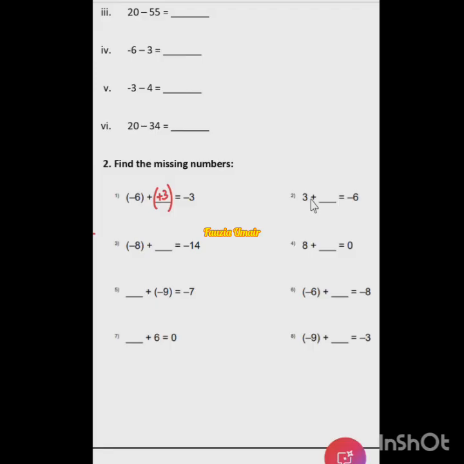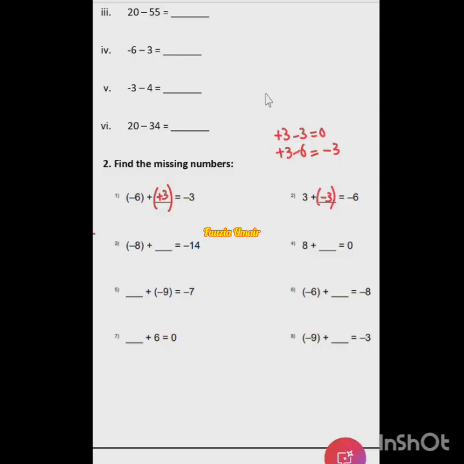Second one, 3 plus some other integer is -6. Ma'am, minus 3. -3 होगा तो ये तो 0 हो जाएगा. This is a 0 pair, like +3 -3. The answer is 0. But you need minus 6. अगर -6 करेंगे तो +3 -6. So unlike integers हैं, साइन तो सही है माइनस, but 6 - 3 is 3. इसका आंसर तो -3 हो जाएगा.